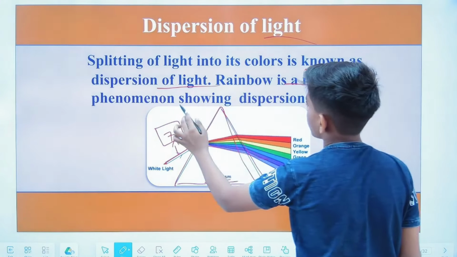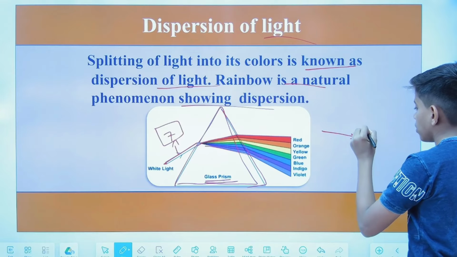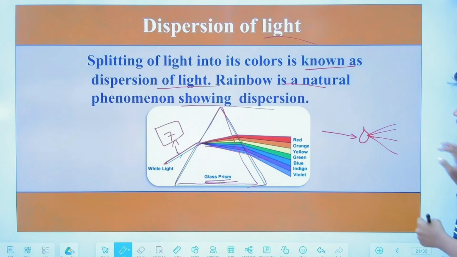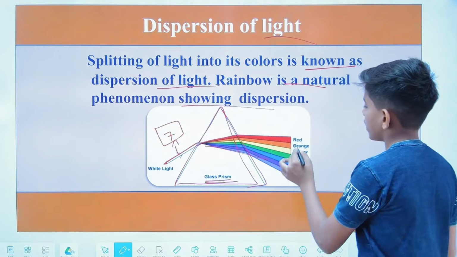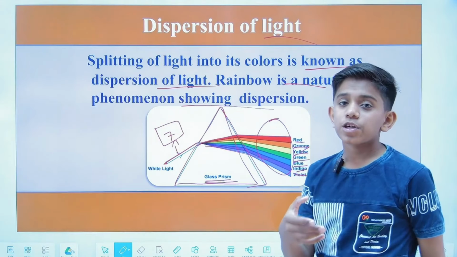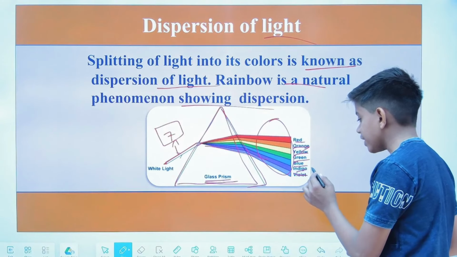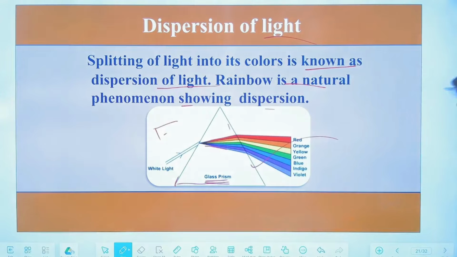Rainbow is a natural phenomenon showing dispersion. When light passes through a raindrop, dispersion takes place and we see a rainbow. The colors are red, orange, yellow, green, blue, indigo and violet. In this order only we will see the dispersion of light. It will not happen that indigo will come up one day and red will go down. These are the constituent colors of the white light of the sun. So it is known as the dispersion of light.